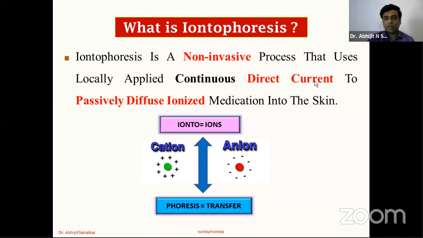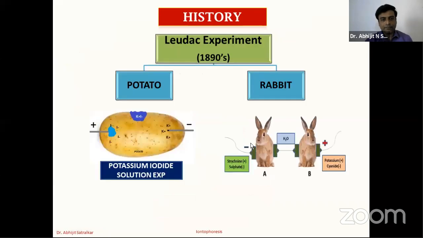Direct current, as we all know, is a unidirectional current and it flows in one direction. And the passive diffusion of ions means it uses an external force. Over here, the external force is our direct current to passively diffuse the ions inside the skin membrane. So in short, iontophoresis is nothing but ionto means ions and phoresis means transfer. Over here, you should be aware that cations are the positive ions while anions are the negative ions.